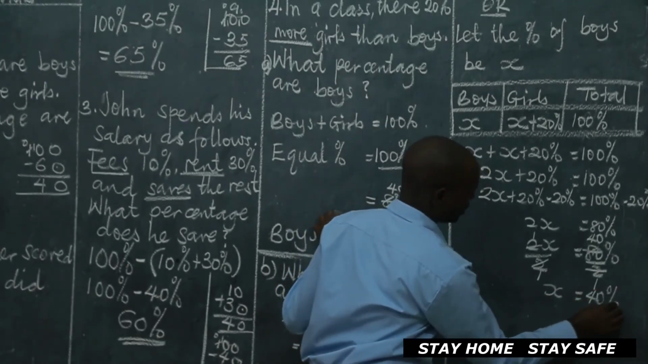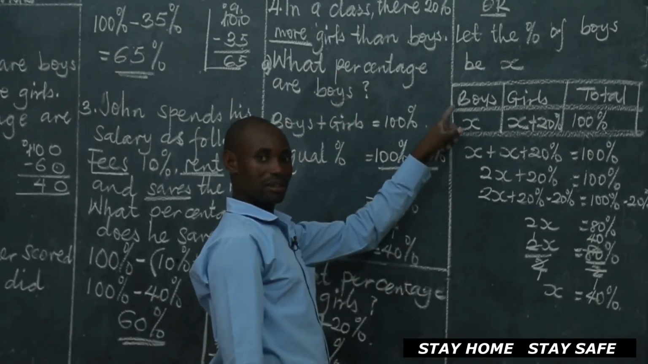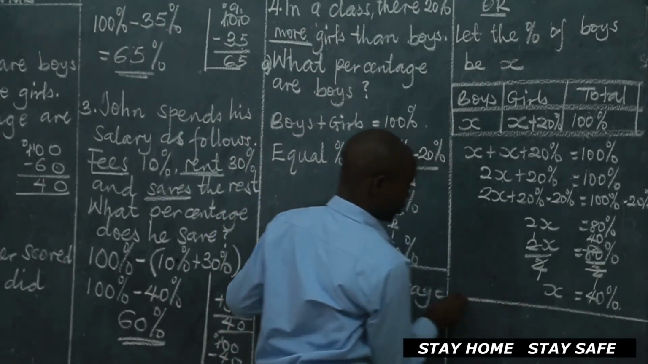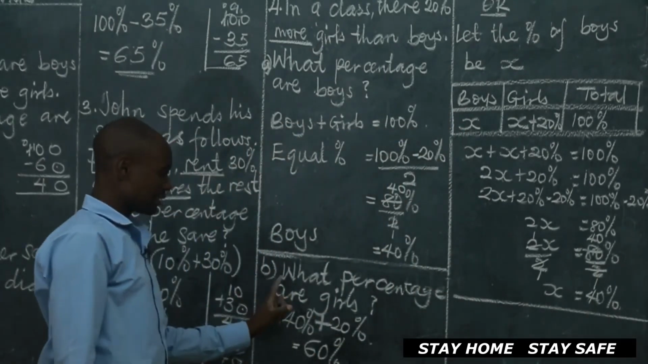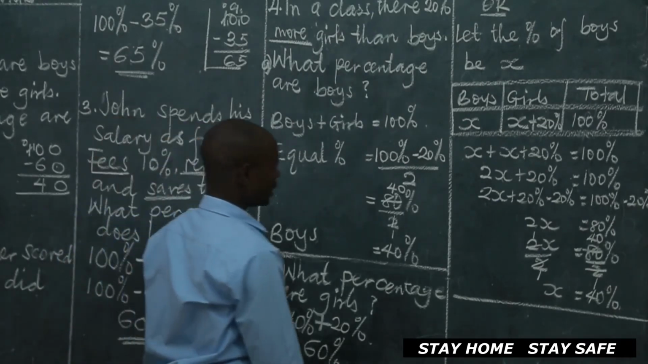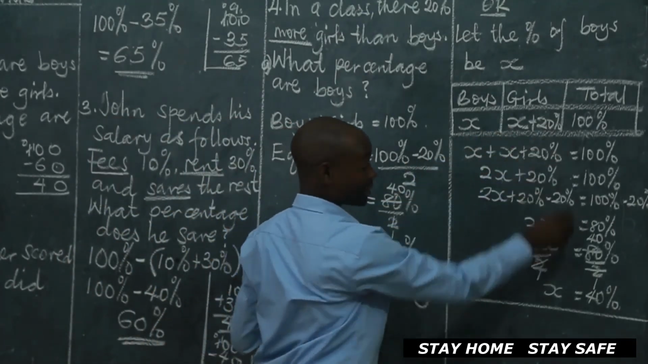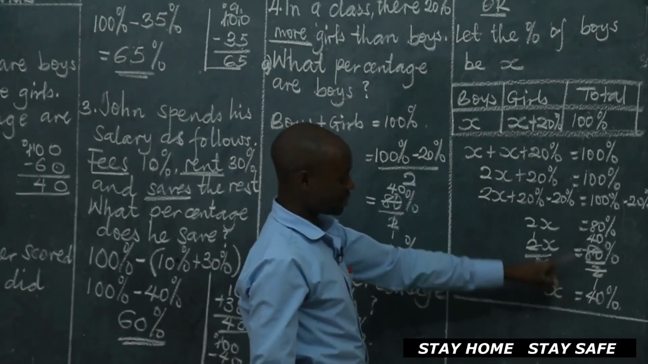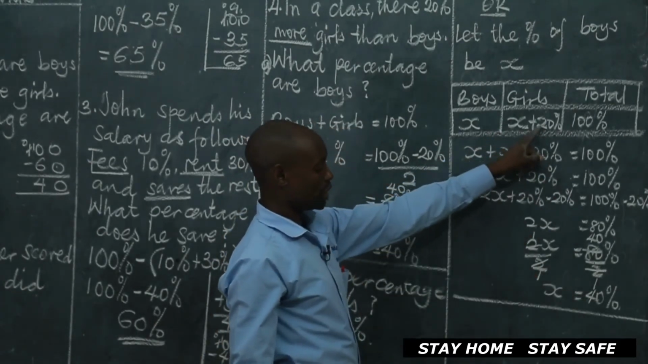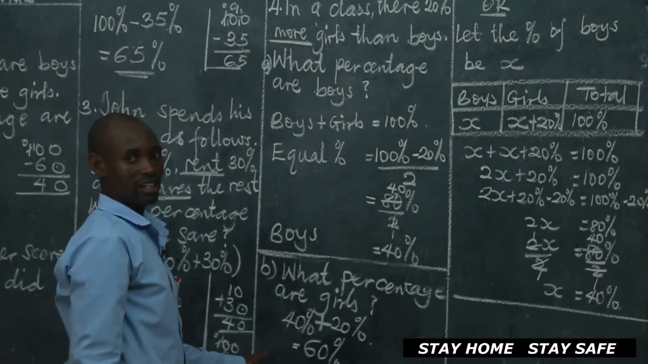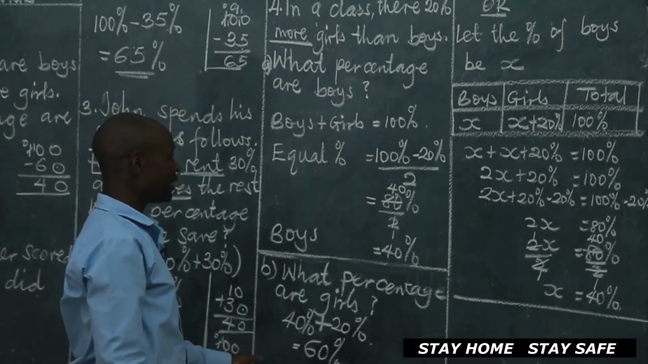But remember, x represents boys. Then if I'm going to answer this one, I will say for girls, they have x plus 20%, of which x is 40, and plus 20, we are going to get the 60, which we have got here.